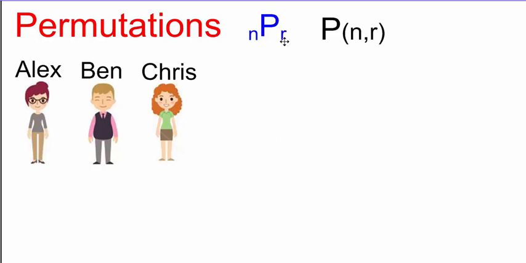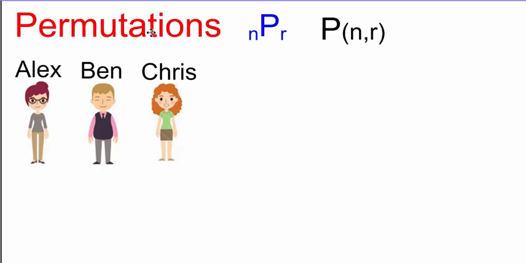So first, just syntax, nPr or P(n,r) is your permutation notation. You'll probably find one of those two on your calculator. Usually the first one here is the more common of the two. But again, what's going to be more important is knowing when to use these.